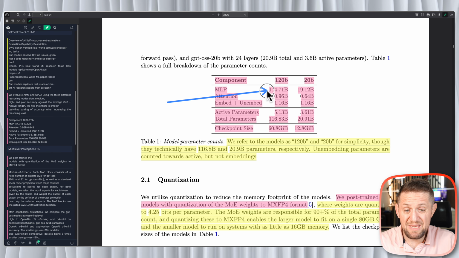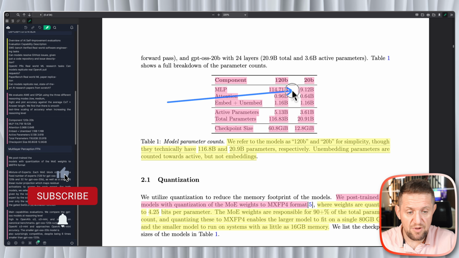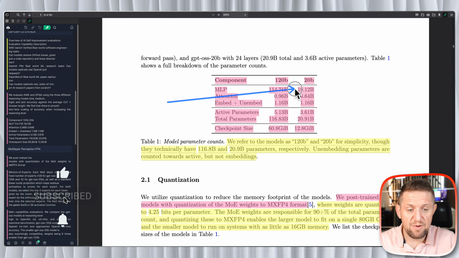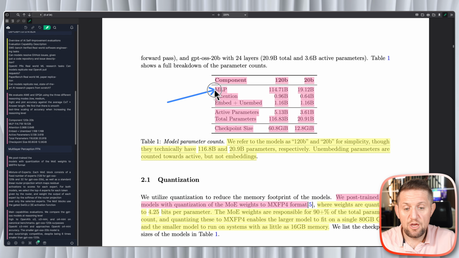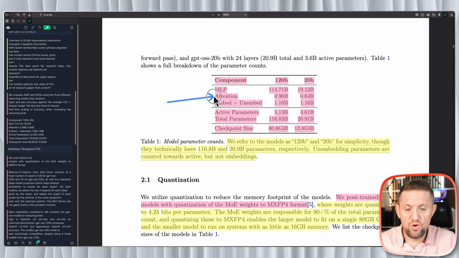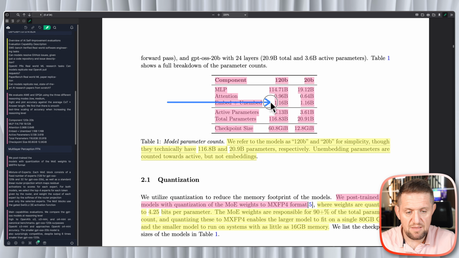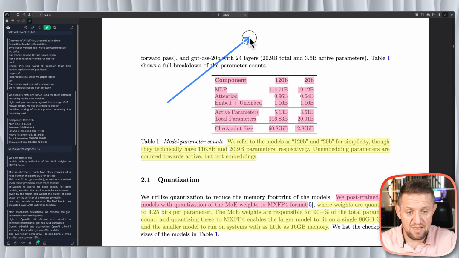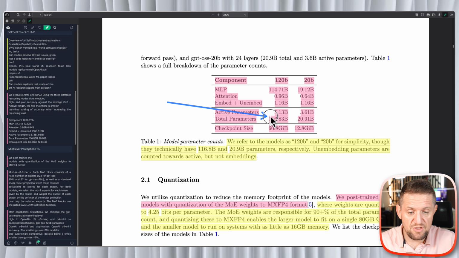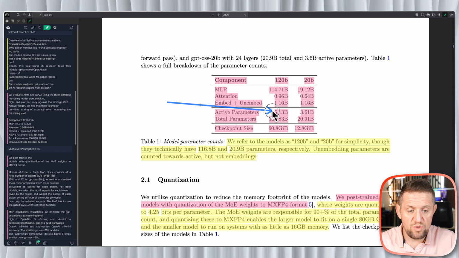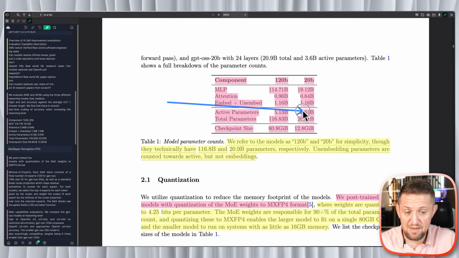For the 120B alone, only for the feed-forward network, you have 114.7 billion parameters, and 19 billion parameters for the 20B. The vast majority of the parameters go to this feed-forward network. And then for the attention, you get this amount of parameters. And then this is the embed and unembed. You can read about it here and before that in the system card. And then active parameters versus total parameters. These are what we read about, that each token goes through an active number of parameters. This is the number again here.